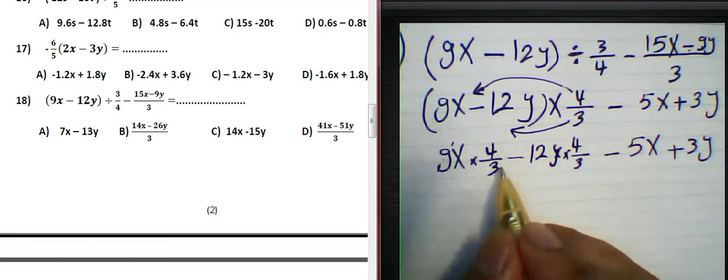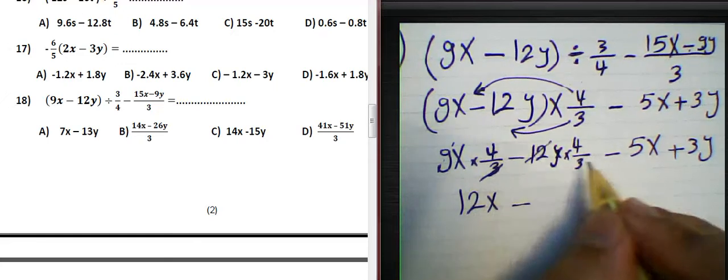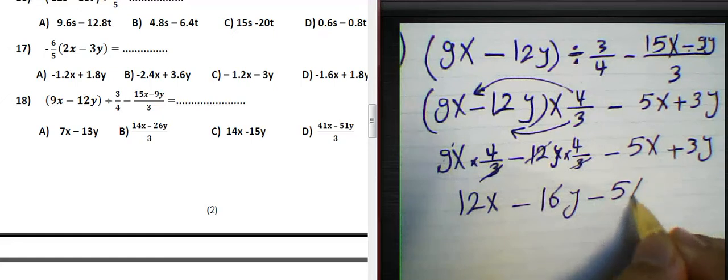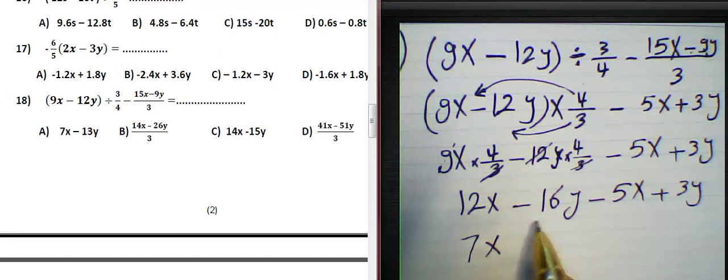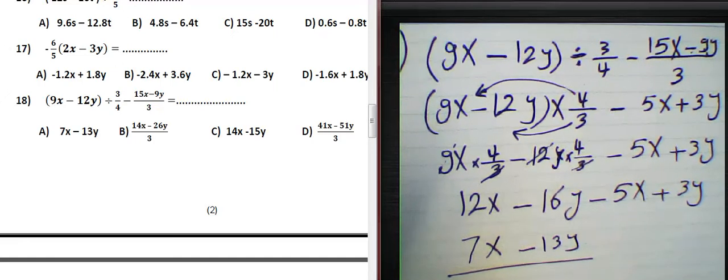Look with me. 9 over 3 equals 3. 3 times 4 equals 12x. Subtract 12 divided by 3 equals 4. 4 times 4 equals 16y. Subtract 5x plus 3y. 12x minus 5x equals 7x. Negative 16y plus 3y equals negative 13y. So the result will be negative 13y plus 7x, or 7x minus 13y. Look at this example, letter A. We must choose letter A for question 18.